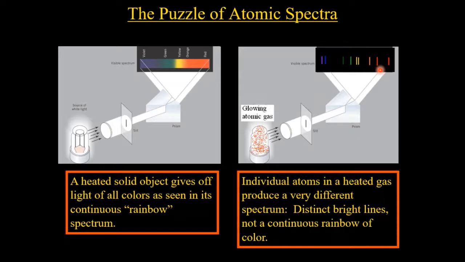Now, this was not explained by the physics of the early 1900s, so this became a mystery. Why does one material, the metal here, produce a continuous spectrum, and why does a gas produce the discrete spectral lines shown here? So this puzzle actually started a revolution in physics and would eventually lead to solving the mystery of atomic structure.